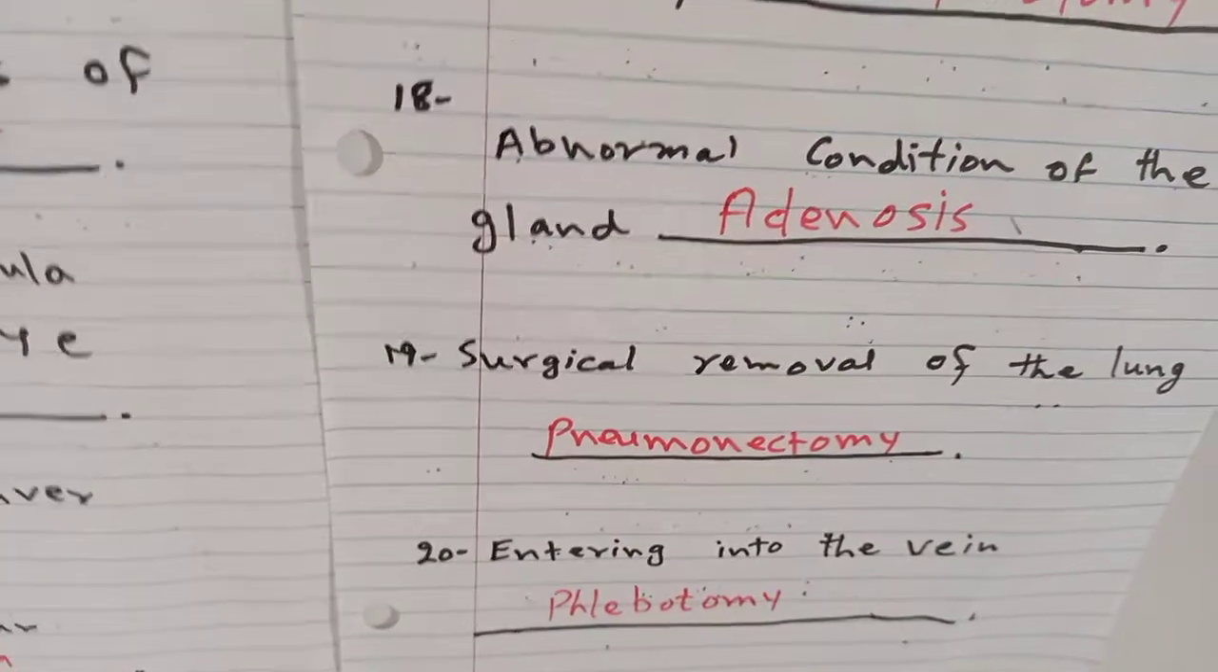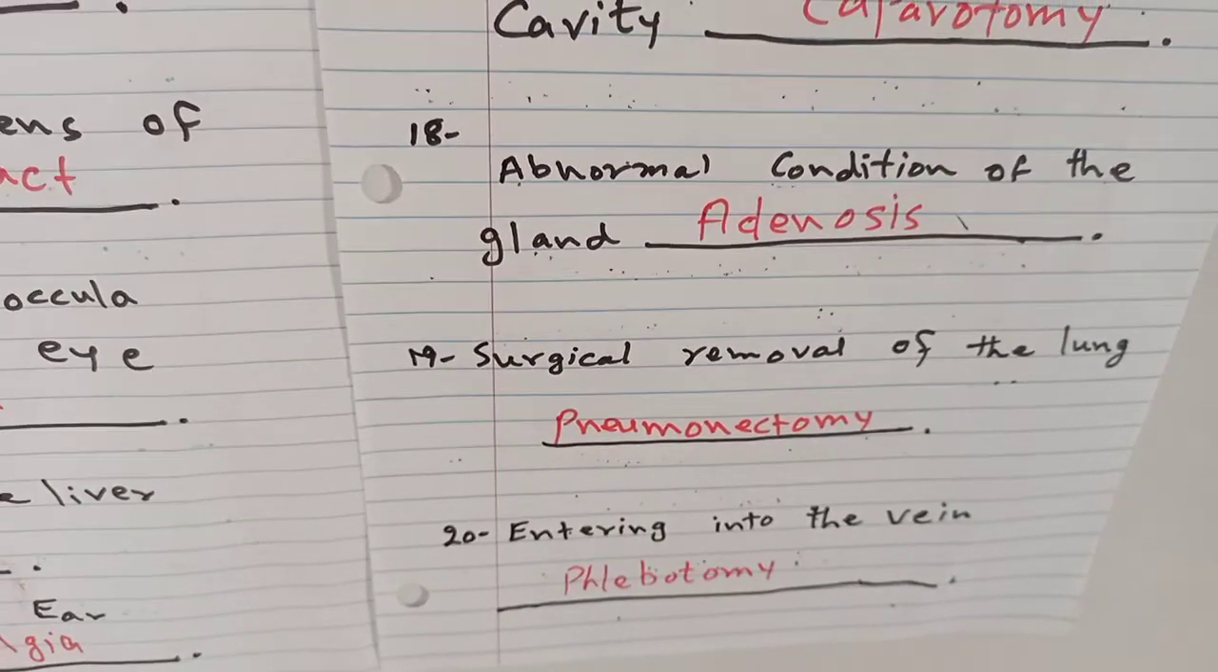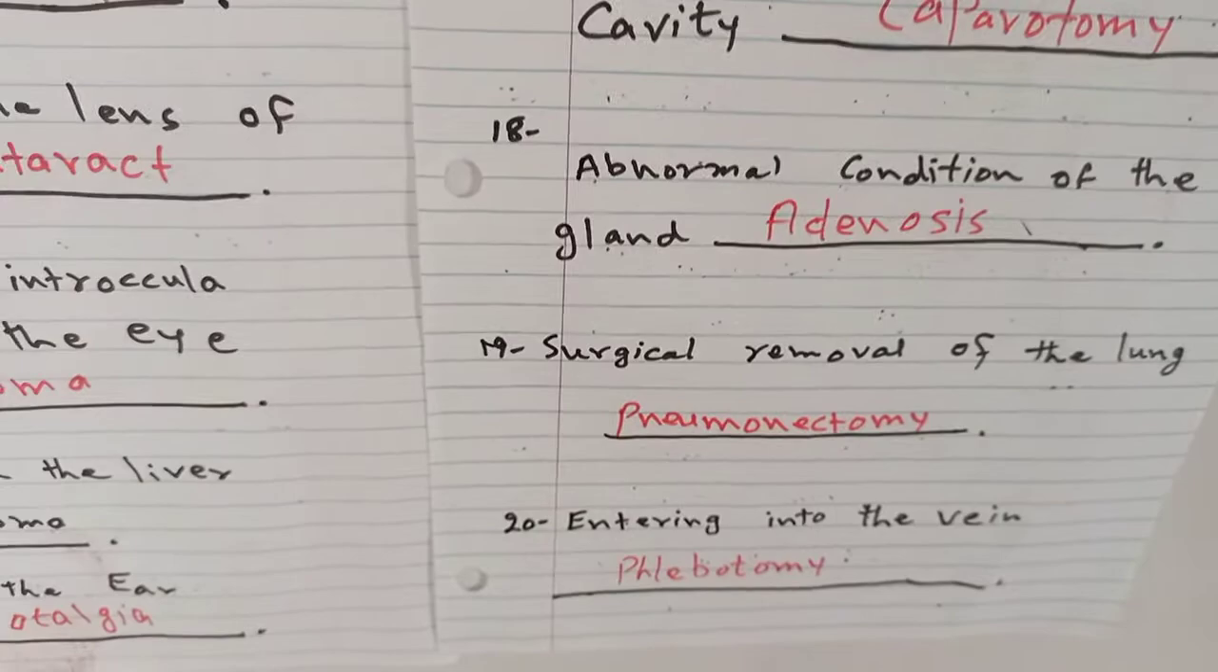Phlebotomy: entering into the vein to withdraw the blood. And the person who is trained for this job is known as phlebotomist. This is all about the practice exam.